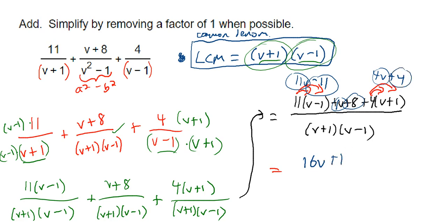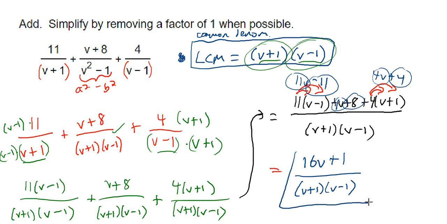I feel like I'm not writing very well here. Let's try that again. 16v plus 1 over v plus 1 times v minus 1. And again, this can't even factor. There's not even a common factor here. And if it can't be factored, it can't be reduced. So that's the end of the problem.